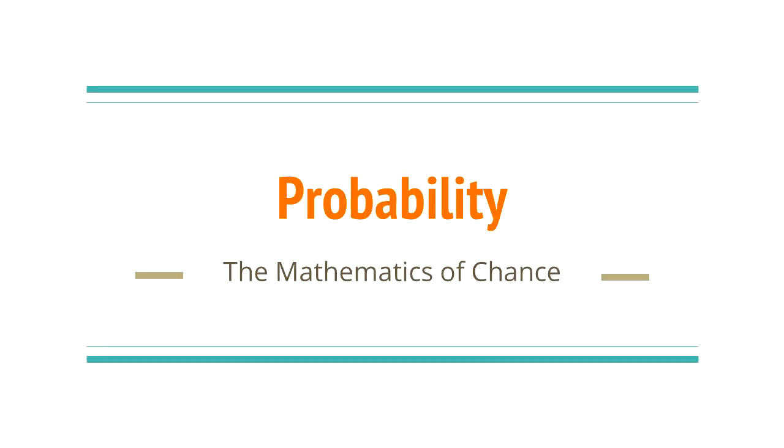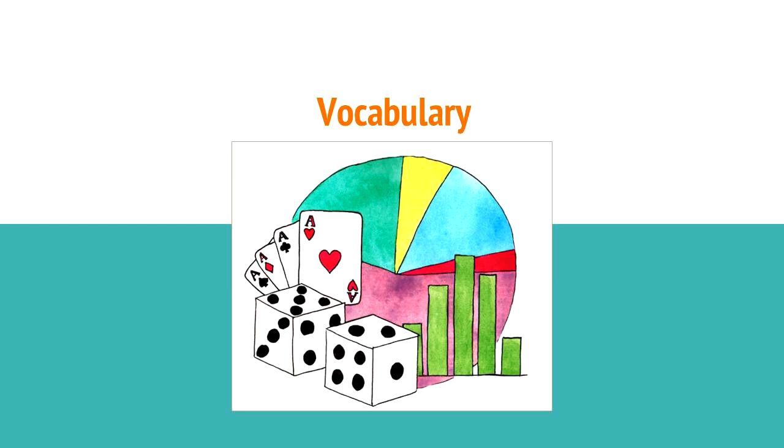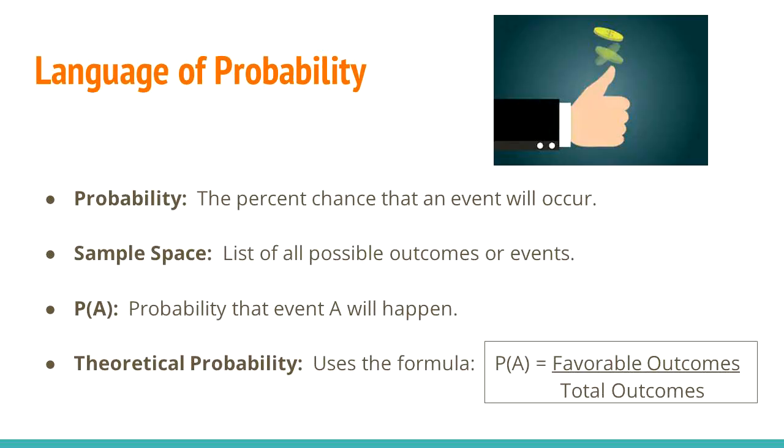We're going to talk about probability, which is the mathematics of chance. Let's start with some vocabulary. We've got several different terms and symbols that go along with the language of probability. First of all, probability is the percent chance that an event will occur. We can use it to make predictions about an expected outcome. The sample space is the list of all possible outcomes or events.